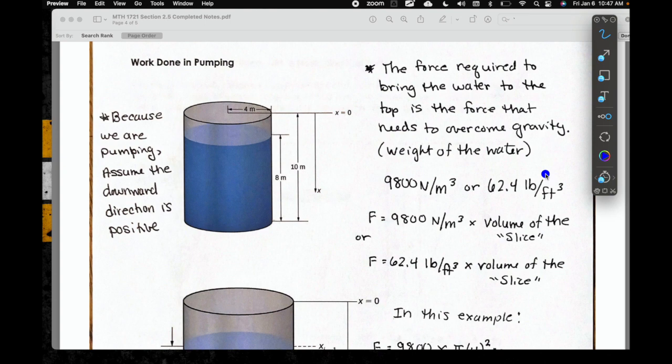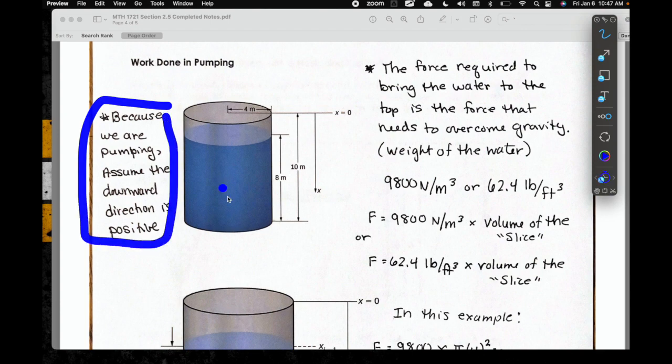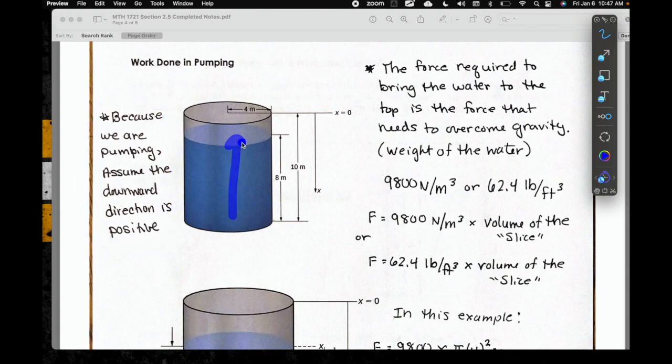And another thing that we have to consider that's important is when we're doing pumping problems, because we're pulling the water out this way, we want to think of the downward direction as positive, because that's basically what we're going to be doing consistently. So if I imagine that this is my x-axis here, going down is going to be positive in these cases. So from here to here is going to be a distance of positive 2. So a distance from here to here when you're halfway down is going to be positive 5. So just think when you're going down, when you're dealing with pumping problems, those are going to be positive values.